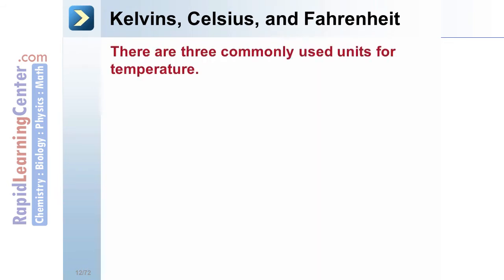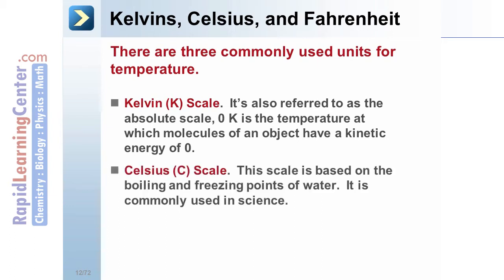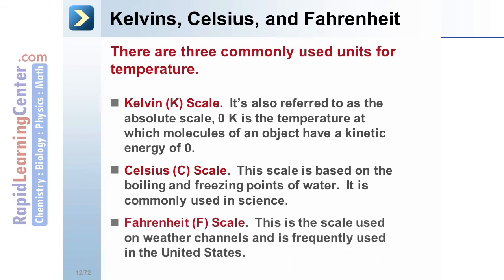Kelvin, Celsius, and Fahrenheit. There are three commonly used temperature scales. The Kelvin scale, also referred to as the absolute scale, where 0 Kelvin is the temperature at which molecules of an object have no kinetic energy. They stop vibrating. The Celsius scale, based upon the boiling and freezing points of water, very commonly used in science. The Kelvin scale is too. And the Fahrenheit scale, commonly used for weather and commonly used in the US.